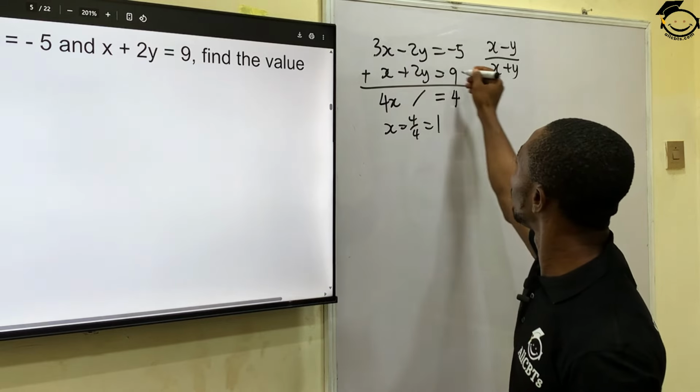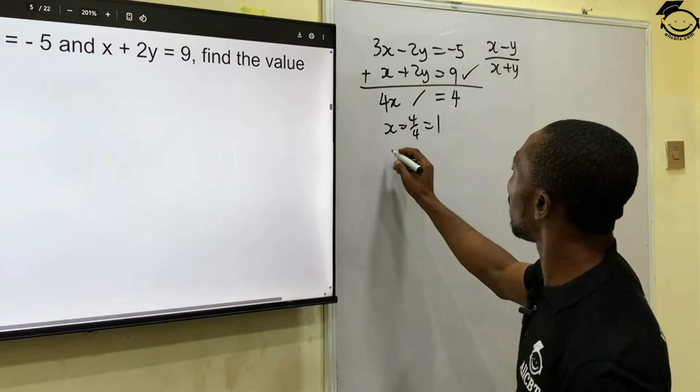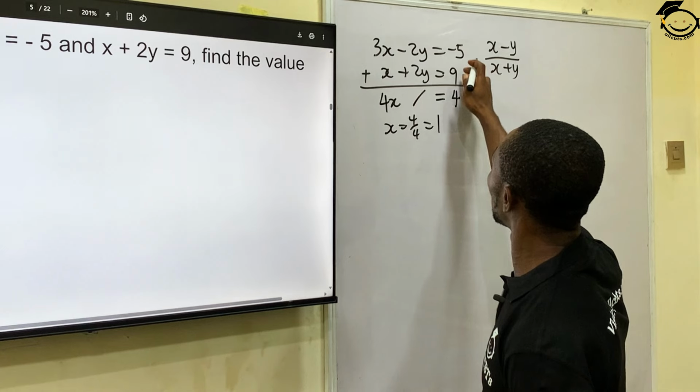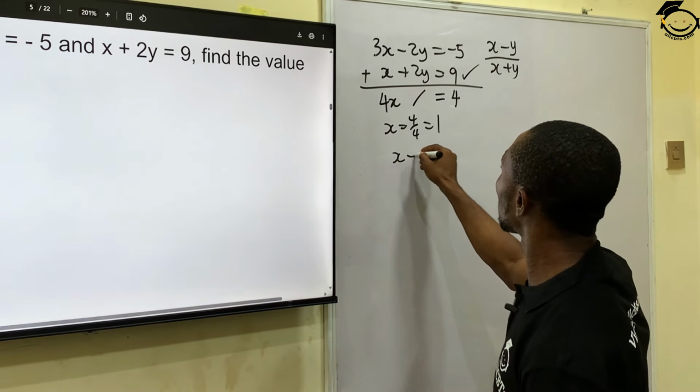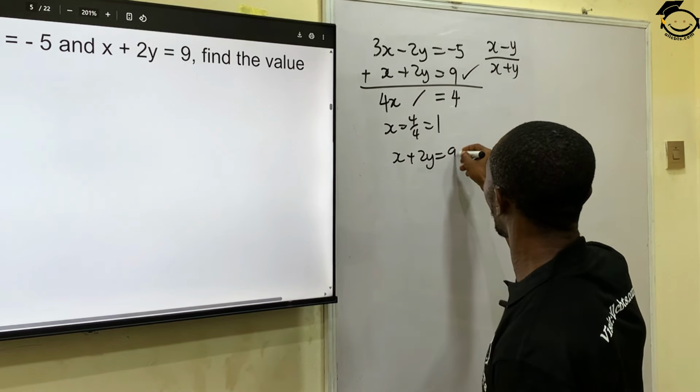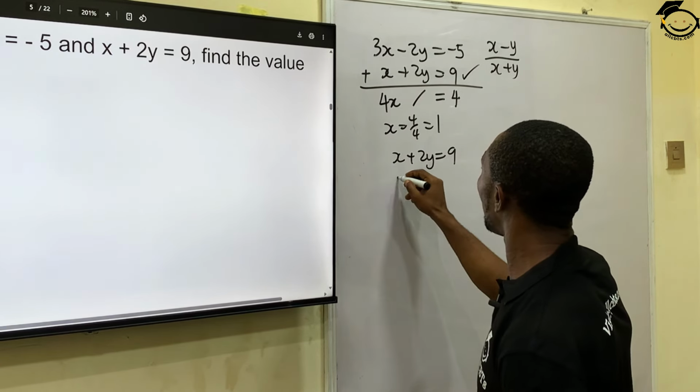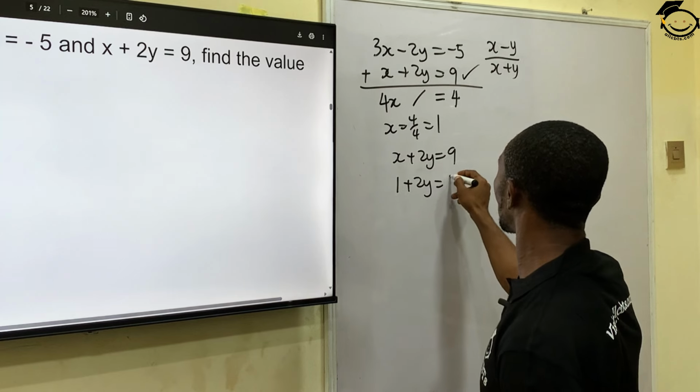Now, coming to this equation, we are going to input the value of x equals 1 here. So this becomes x plus 2y equals 9. So we have 1 plus 2y equals 9.